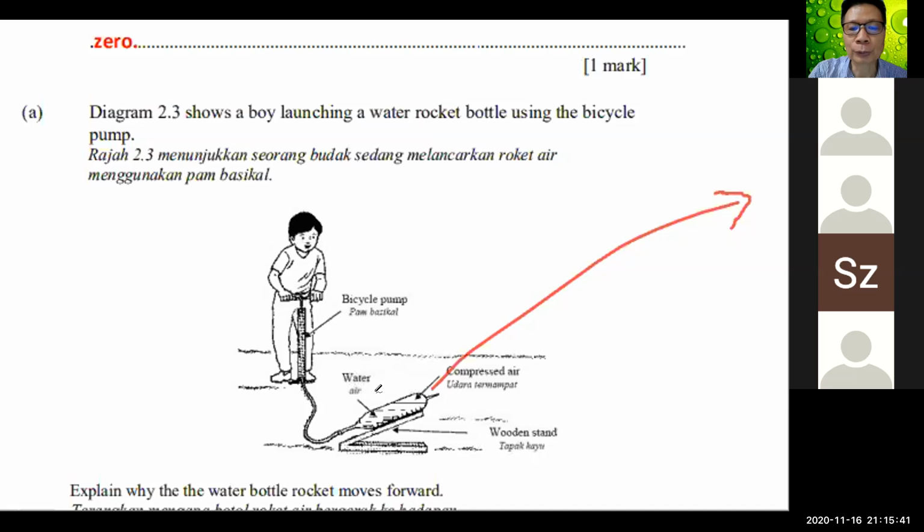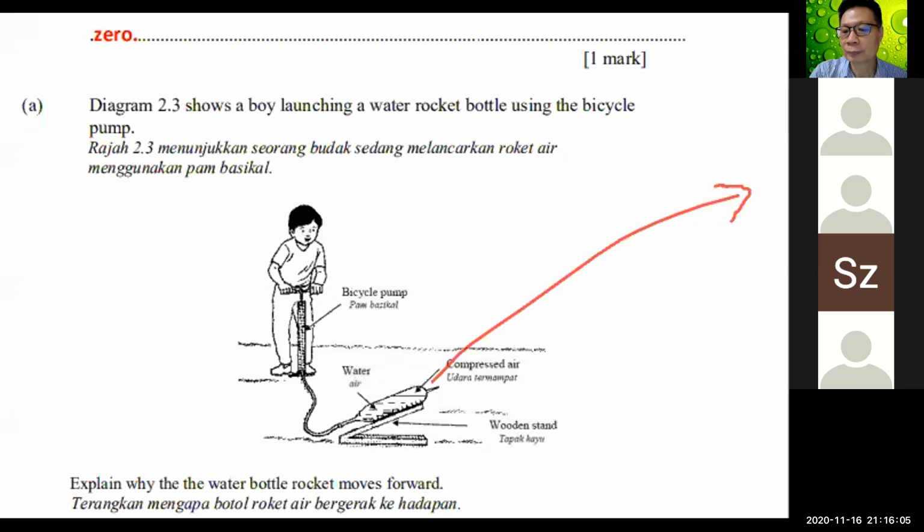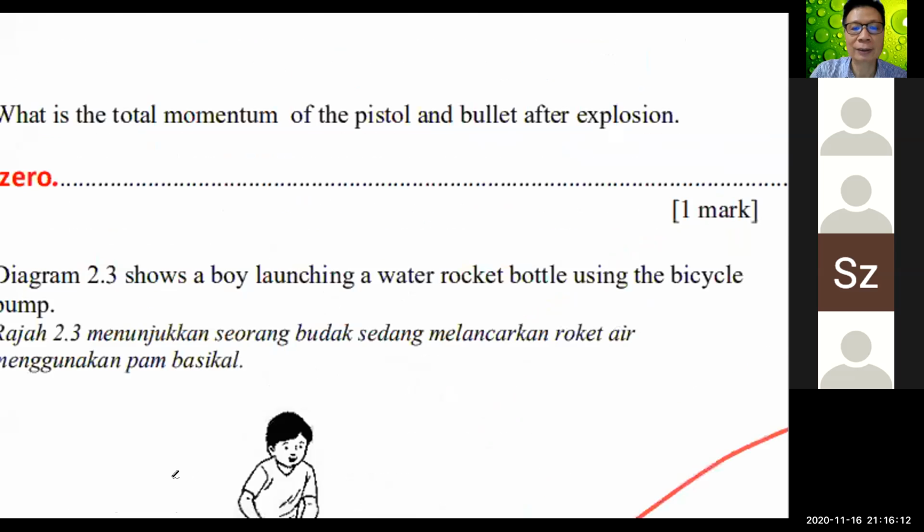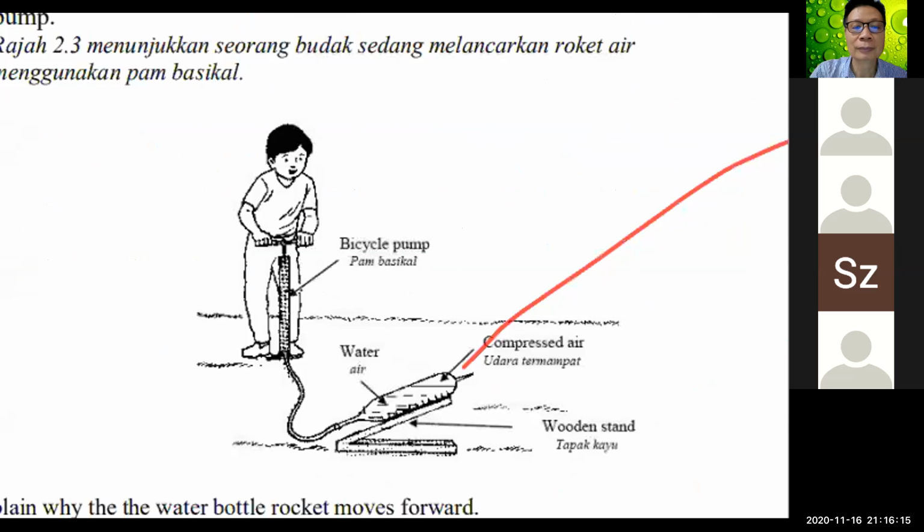It will come out and produce backward momentum. When there is backward momentum, a forward momentum must be produced to bring the rocket flying in front. So you have backward momentum when the water and gas come out, then you have forward momentum, which brings the rocket flying. Okay, now the question: explain why the water bottle rocket moves forward. Please everyone think. Learn how to answer. Can someone please answer?